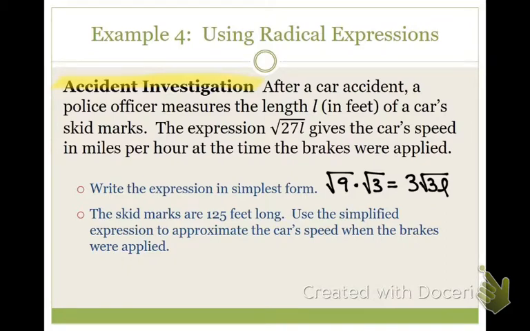So now use your simplified expression to answer the second part. The car's skid marks are 125 feet long. Use the simplified expression to approximate the speed when the brakes were applied. Go ahead and do that. Use the simplified expression, 3 square root of 3L. They give you a value. Now approximate the car's speed.